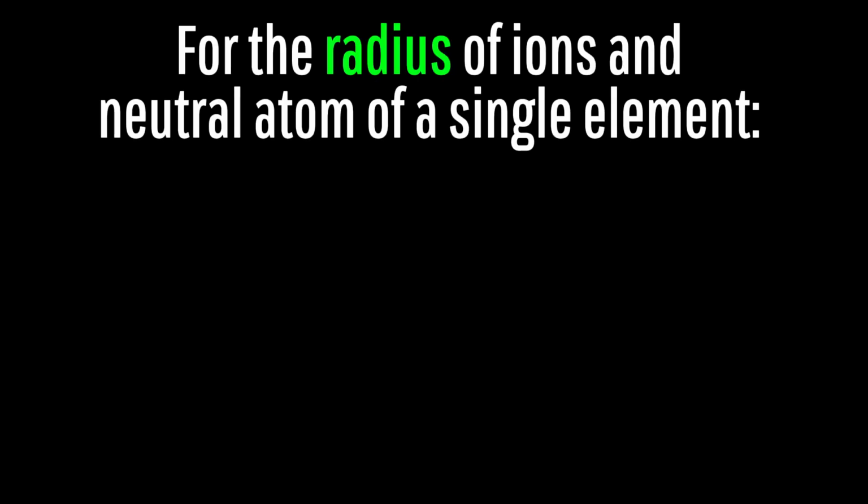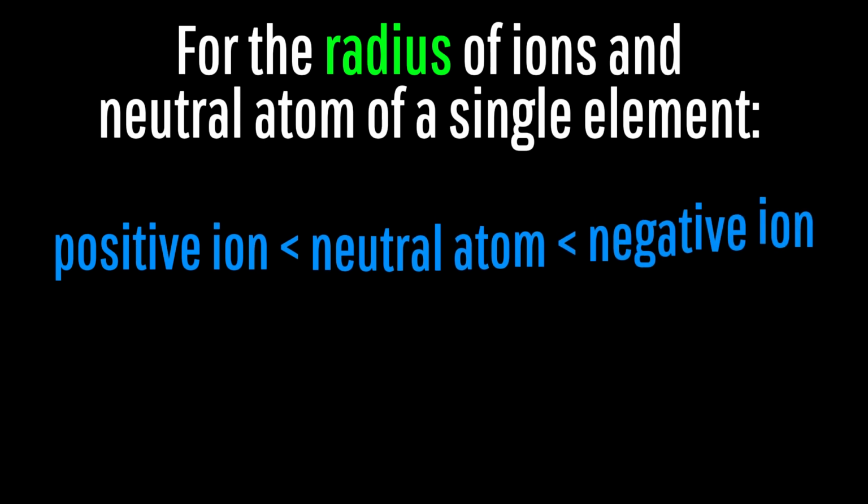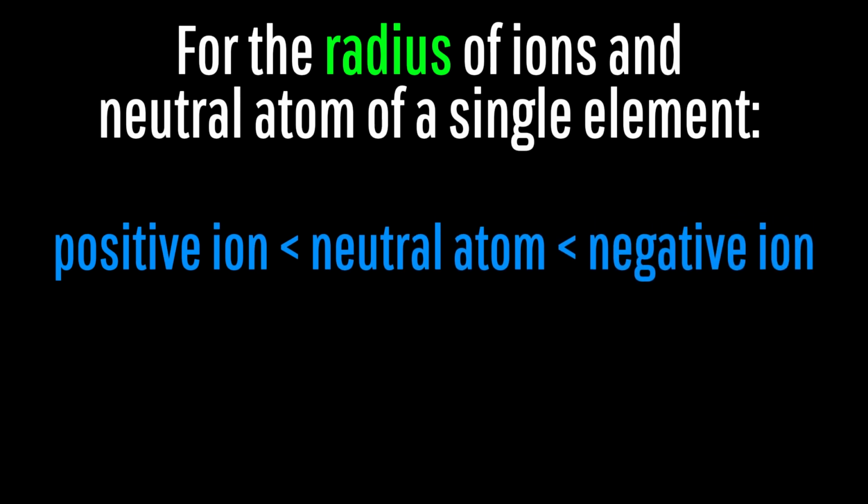This is also the reason why positive ions have a smaller atomic radius than their neutral atom counterparts. It's also the reason why negative ions have a larger atomic radius, because they have more electron shielding.